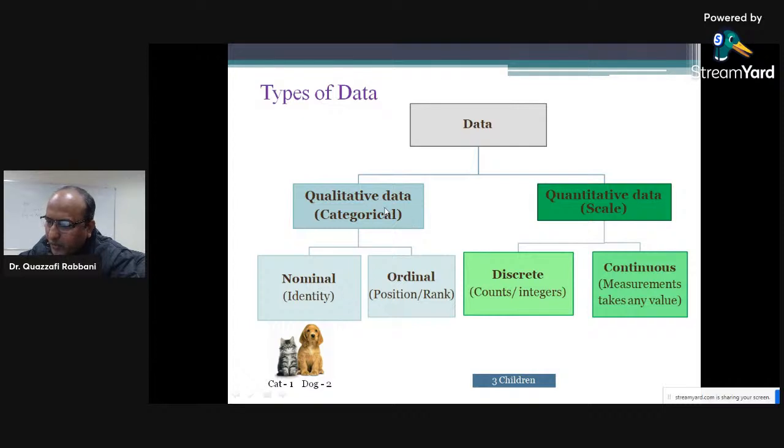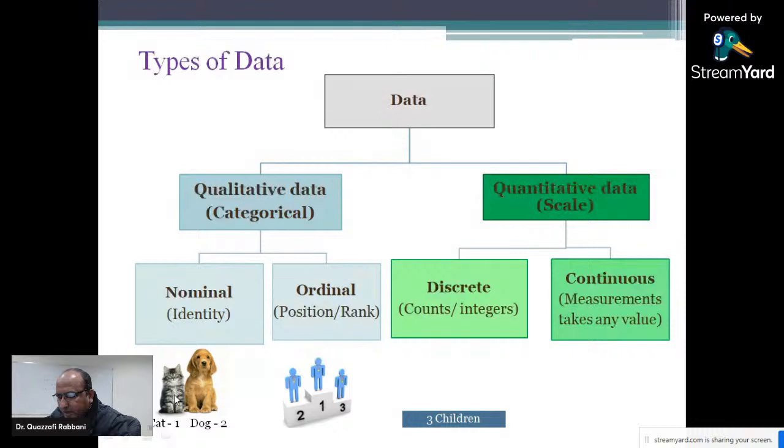Now the qualitative data can also be divided into two, nominal and ordinal. For example, nominal is used to identify something. Here, see cat and dog. So cat is represented by 1 and dog is represented by 2. So number 1 is assigned to cat and 2 is assigned to dog. For example, a student's roll number. Roll number is just to identify the students. So these numbers are nominal.